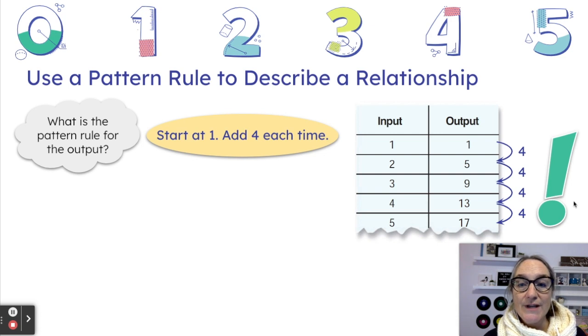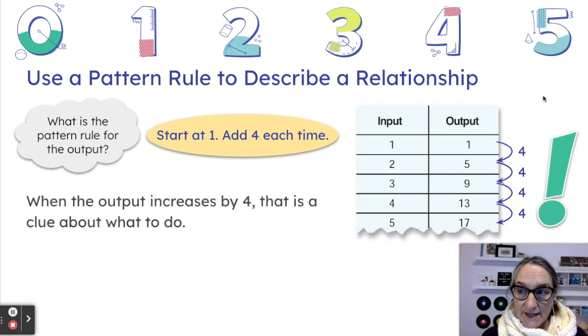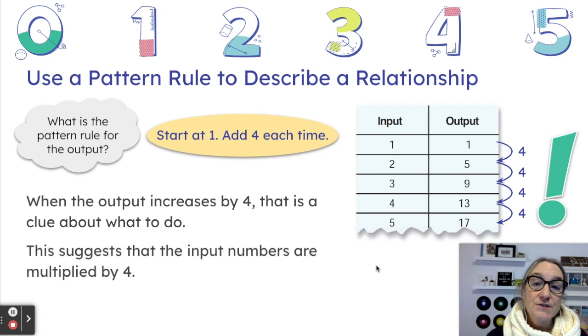Now, when the output increases by 4, see my big exclamation mark there? That is a clue about what to do. In this case, the output increases by 4 each time, where the input only increases by 1. So that tells us that we have to use multiplication and that each input must be multiplied by 4. Let's look at that in a bit more detail now.